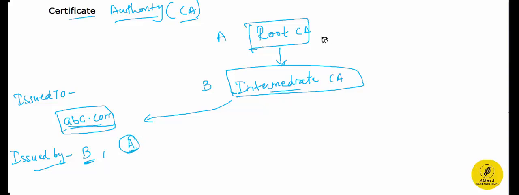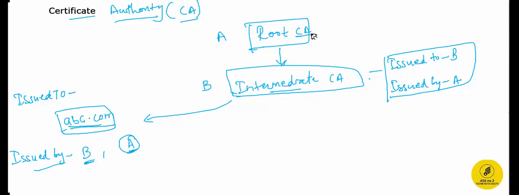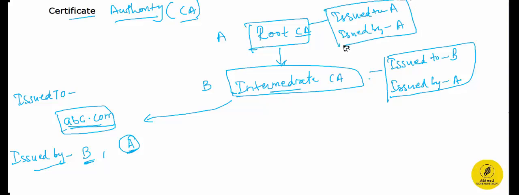and then I also have a root CA. The root CA issues a certificate to the intermediate CA to make sure that the intermediate CA is trusted. So the certificate that it gives to the intermediate CA will have issued to B and issued by A. Similarly, the root CA will also have its own certificate in which the issued to field will be A and issued by will also be A. But this A here is a trusted root authority.